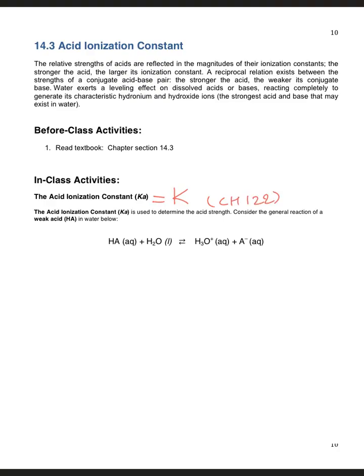The subscript A tells you that this equilibrium constant belongs to an acid solution. Recall from Chem 122, the equilibrium constant expression K can be written as the concentration of the products raised to their coefficients, divided by the concentration of the reactants raised to their coefficients. So in this case, the K value can tell us what happens at equilibrium.